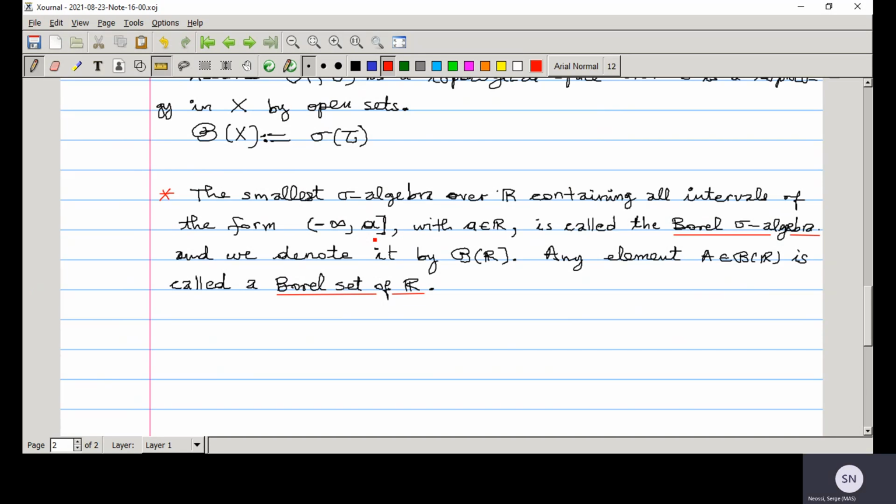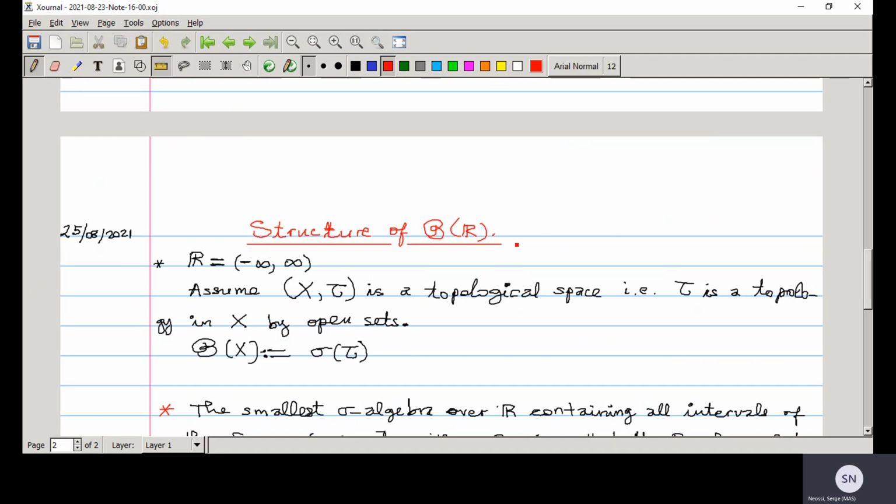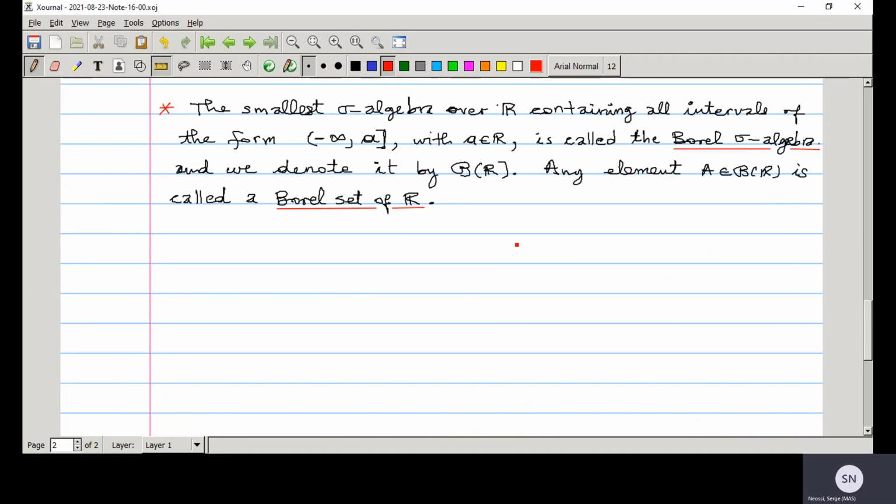So any type of interval that you can imagine, and even singletons. Yes, even singletons. Why? Because a singleton is a closed interval containing that single element. So any subset of R that you can imagine of this kind is in the Borel sigma algebra. That's really interesting. That's why I call this the structure of BR. Okay, so let us write that.